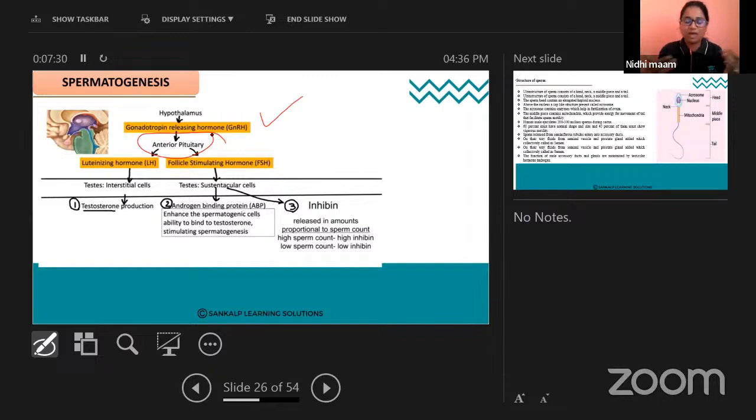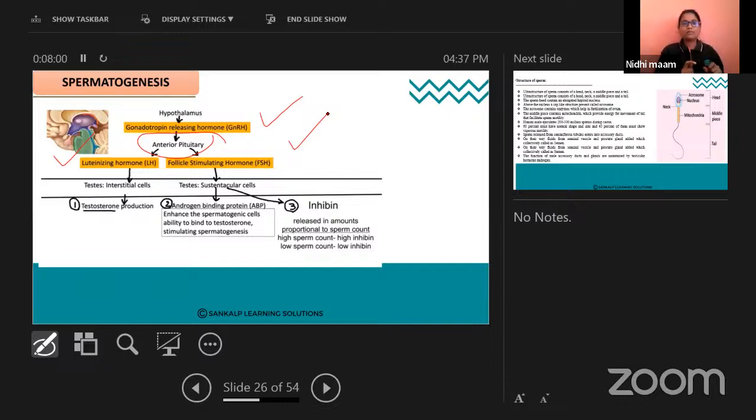So the anterior pituitary will be initiated, provoked by this gonadotrophin hormone. It becomes active and produces 2 main hormones. The first one is luteinizing hormone. The second one is follicle stimulating hormone. The anterior pituitary produces 2 hormones: one is luteinizing hormone, the other is follicle stimulating hormone.